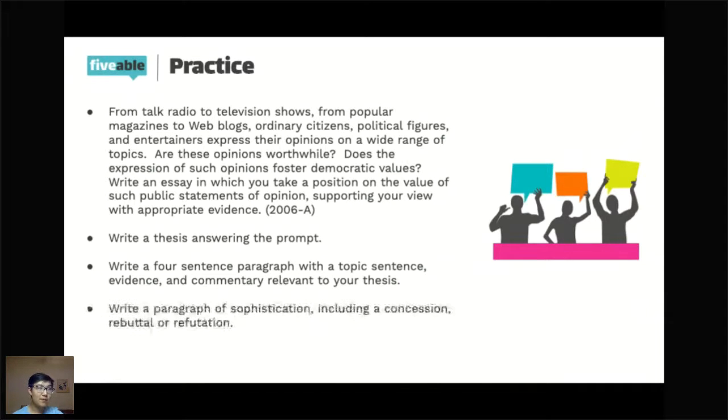And so after writing a 4-sentence paragraph, write a paragraph of sophistication. Include a concession, a rebuttal, or a refutation. Essentially, you want to take your thesis, find the opposing side, and then concede, rebut, or refute. I would honestly do a combination of all 3, because I think that's the best way you can prove that you are an effective writer, because as long as you concede and refute, you're good.